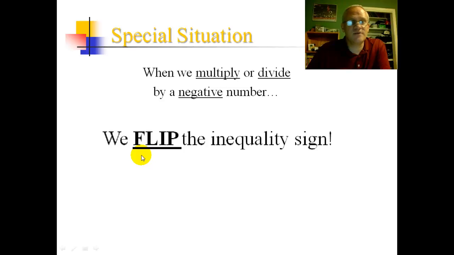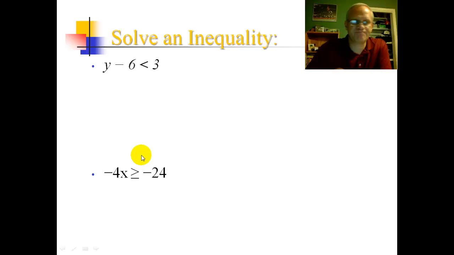So, as a reminder there, I added some special effects. When we multiply or divide by a negative number, and that's on both sides of the equation, then we flip the inequality sign around. Okay? We have to do that every time. Other than that, everything's exactly like solving equations. Okay? All right, let's take a look at a few examples here.